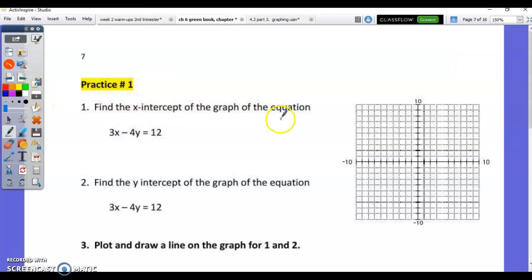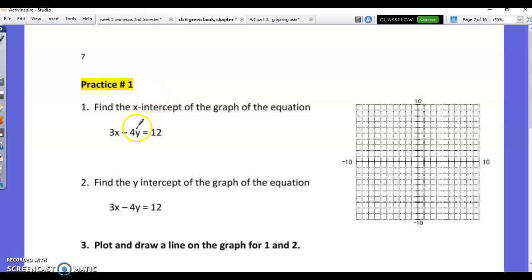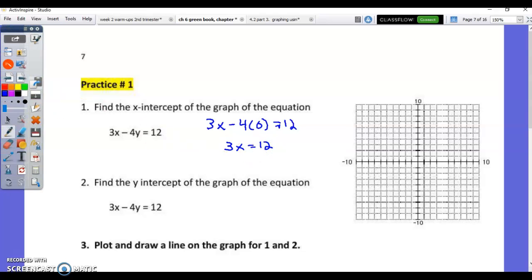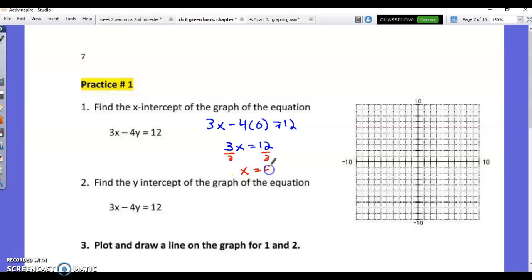So if we're finding the x-intercept of this graph, what do we know? We know that y equals 0. So essentially we're putting a 0 in for y. So we have 3x minus 4 times 0, which is just 0, equals 12. So that goes away. 3x equals 12. We're going to divide by 3. We have x equals 4. So our ordered pair that we would graph here would be 4 for the x, and of course 0 for the y, because that's what we put in. So we're going to go ahead and plot that. 4 for the x should be here, and 0 for the y, so it's on that axis.